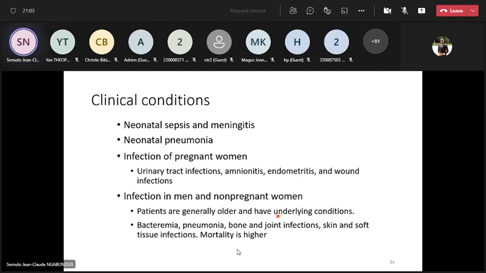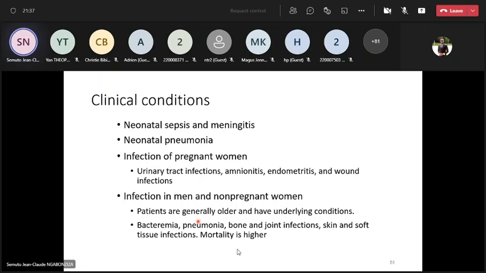The clinical conditions are mostly neonatal sepsis and meningitis. It can cause neonatal pneumonia, urinary tract infection in pregnant women, endometritis, and wound infection. Infection in men and non-pregnant women occurs in those who are older and have underlying conditions.